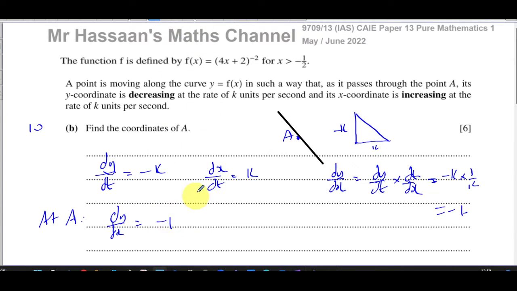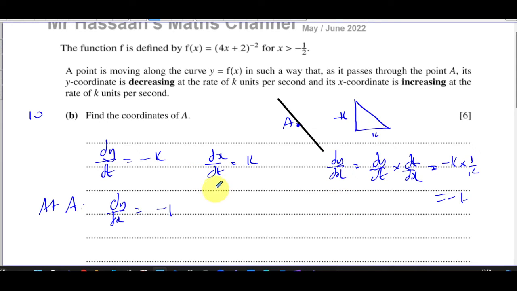So that's a little explanation of that. You can think of it in terms of rise over run. You can think of it in terms of the chain rule. But in the end, the gradient of the curve at A is negative 1. So if we know that dy dx is negative 1, that means f dash of x, the gradient function, is negative 1 at A. So we have to differentiate this function.